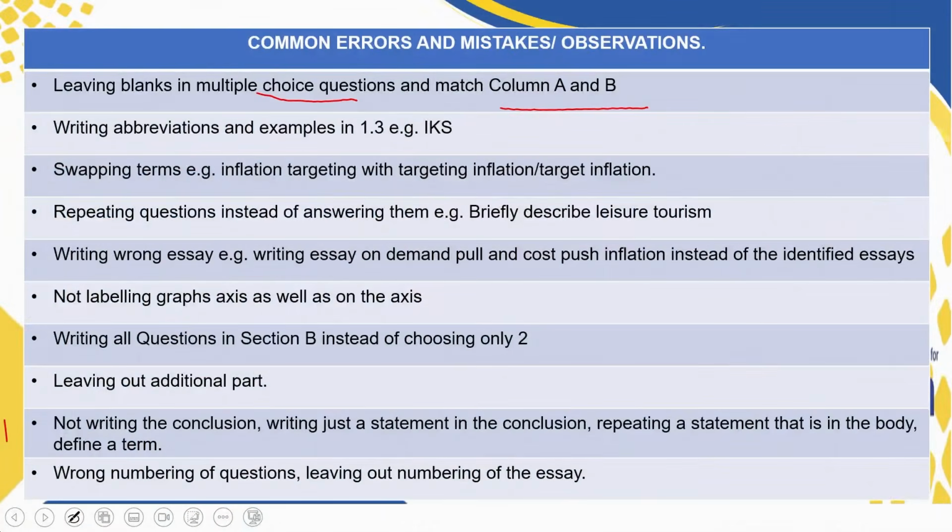Even if you don't know the answer, it is better to guess an answer and put it there, because there's no need for leaving it blank. Who knows, you might guess the correct one. Another thing is writing abbreviations and examples in 1.3. For example, if the answer requires you to write indigenous knowledge systems, then you write IKS. In 1.3, it is clear in the instructions that you do not write abbreviations as well as examples. So take note of that reminder.